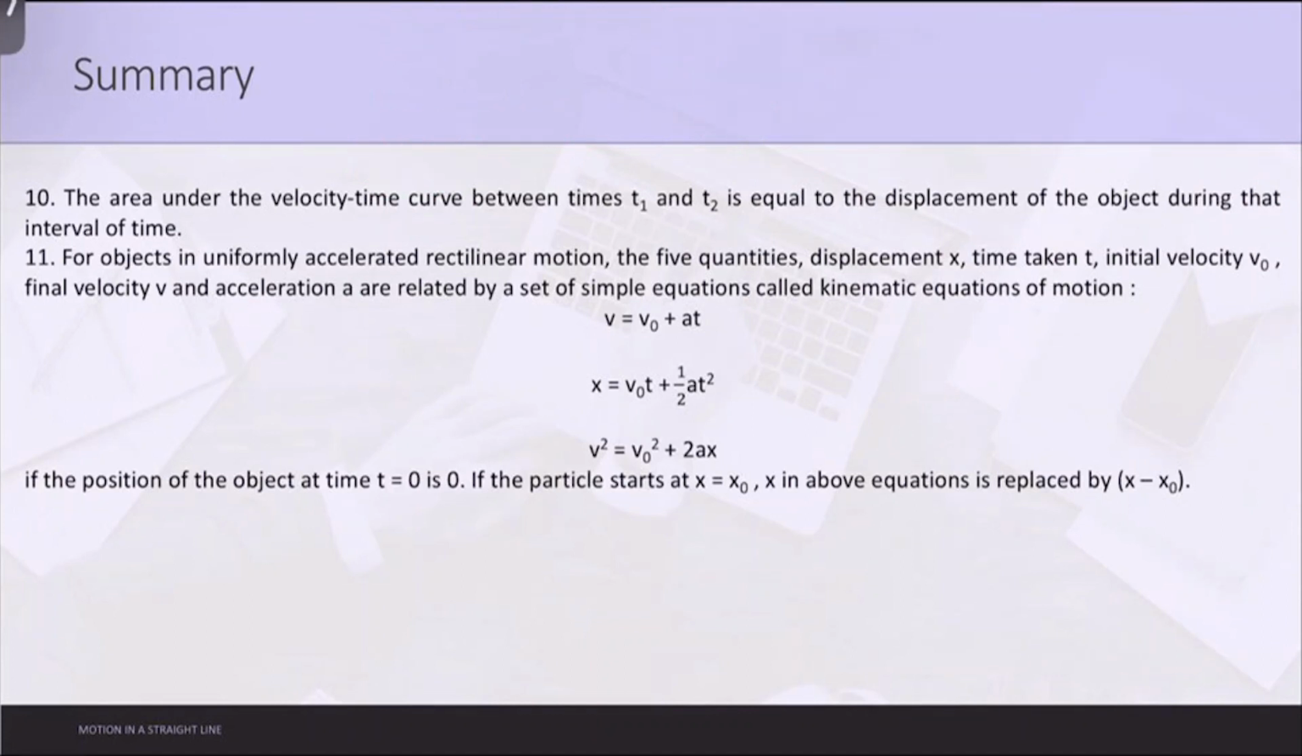Now the next thing is that for objects in uniformly accelerated rectilinear motion, we understand each and every word here. Uniformly accelerated: what does it mean? Acceleration is constant. Rectilinear motion: what does it mean? It simply means that the motion is only in a straight line, so either it's moving forward or backward. The five quantities: what are they? These are displacement, time taken, initial velocity, final velocity, and acceleration. These five quantities are related by a set of simple equations called the kinematic equations of motion.